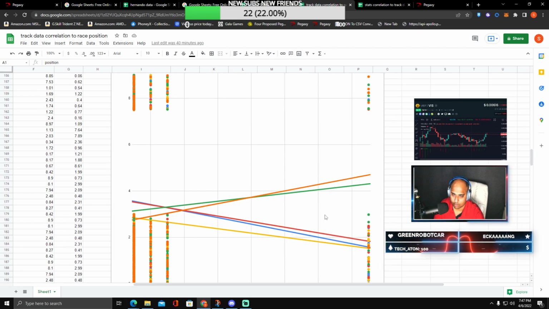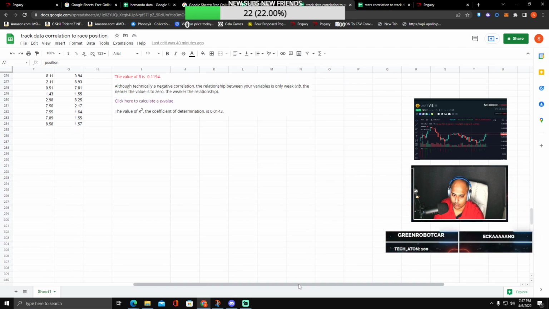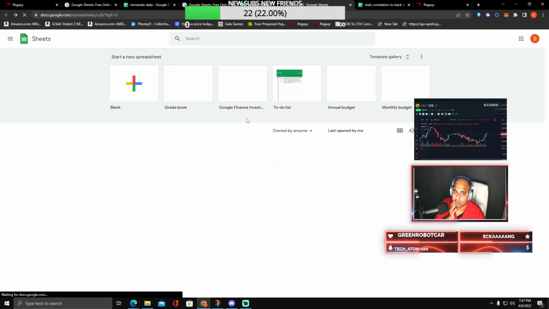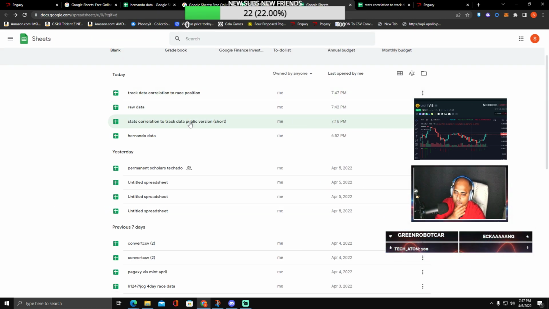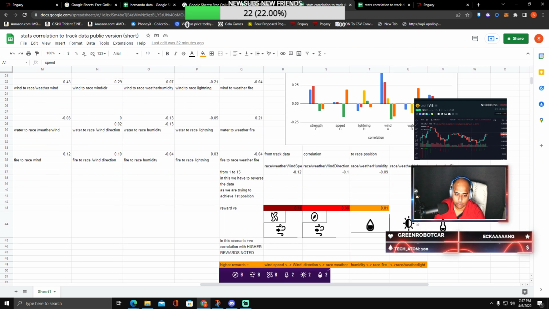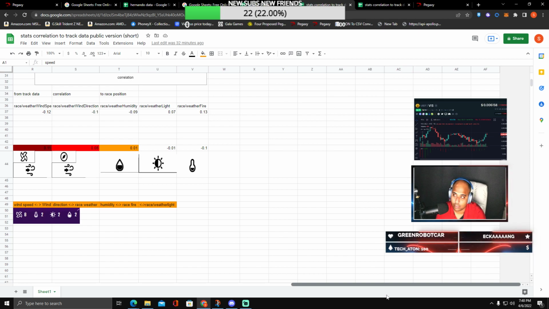Scroll all the way down to this. Scroll all the way down. Did I put it out here? No, I did not put. So yeah, it's going to be on the main one, which is stats correlation to track data. This is the public version. Yeah, so it's actually in this page. So it's pretty good that I've put everything in this one page.